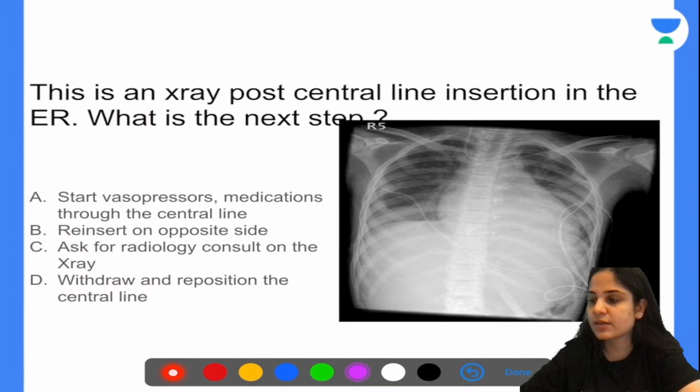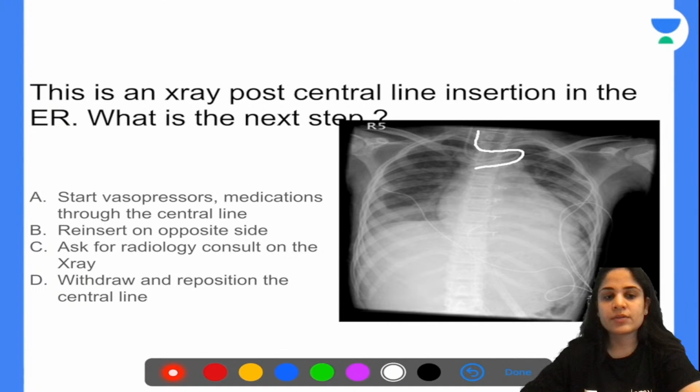Okay, so let's trace the central line over here. If you look over here, the central line is coming from the IJV, and then it is going to the opposite side and curving like this, and the tip is not reaching anywhere near the heart or the SVC. So what are you supposed to do? You don't need to ask for a radiology consult on the X-ray. As an anesthetist, as a doctor, you can read the X-ray on your own. You should not be starting vasopressors or medications through this central line, because the position is incorrect and the central line is coiled inside.